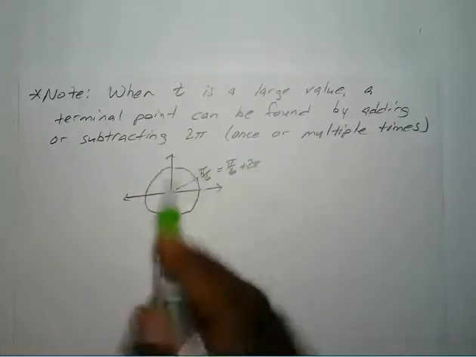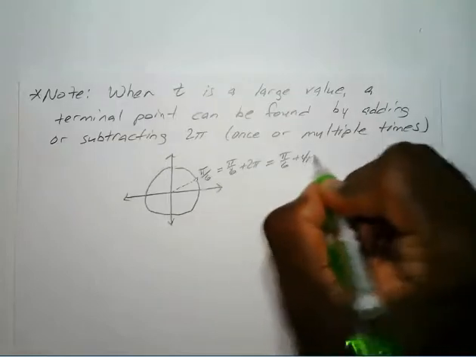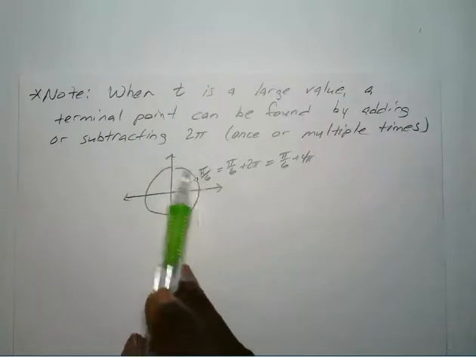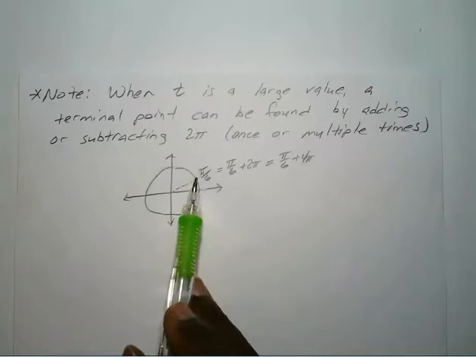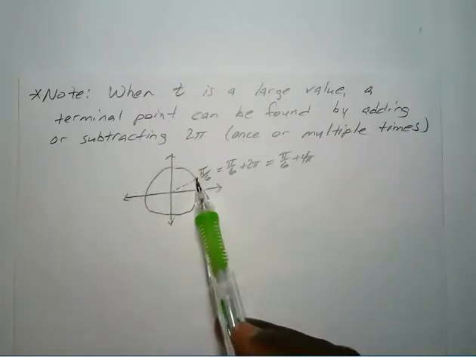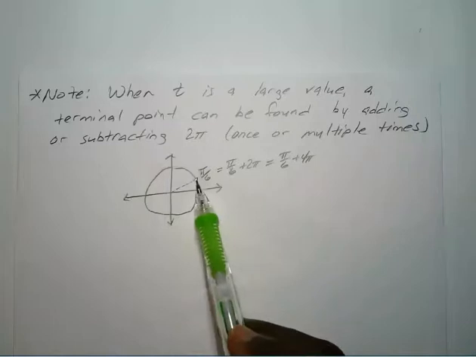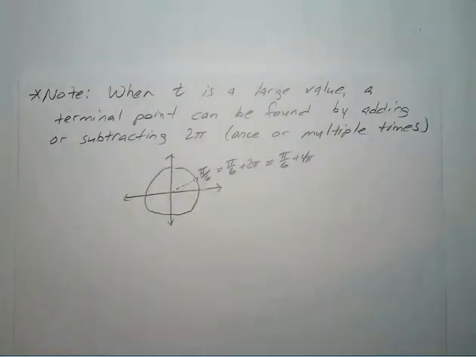But what if we go another circle around and end up at the same spot? That's pi over 6 plus 4 pi. Because remember, 2 pi is a complete circle. So if we're at pi over 6, a complete circle is another 2 pi, another 2 pi, another 2 pi. Even if we go the opposite direction, if we go negative, we can go pi over 6 minus 2 pi, pi over 6 minus another 2 pi. And we can keep on going in either direction, an infinite number of circles.